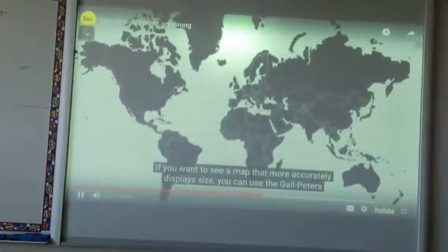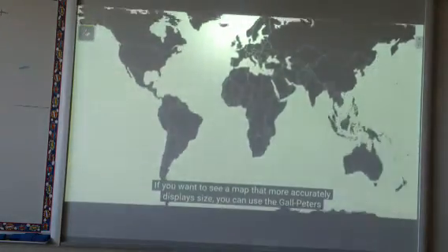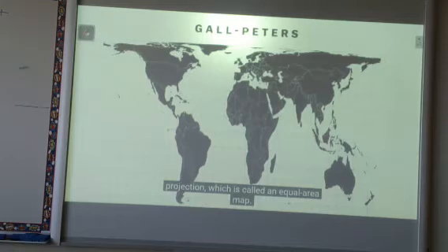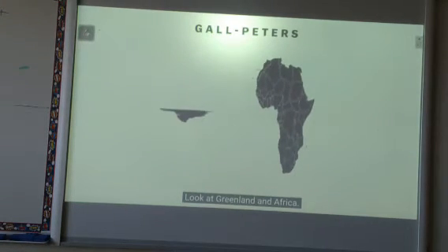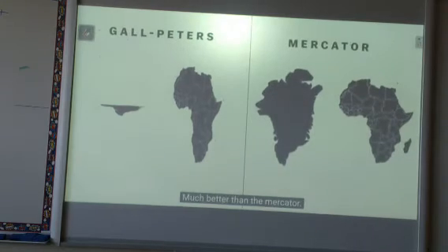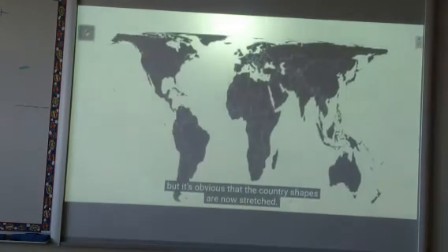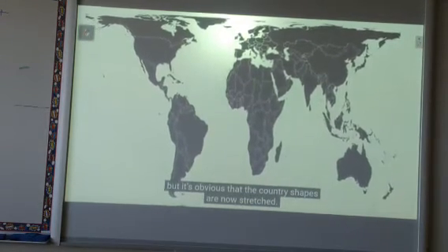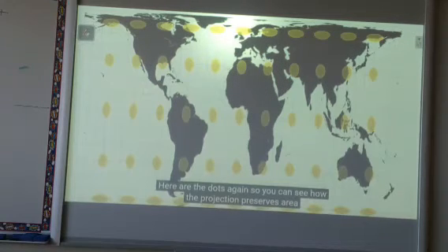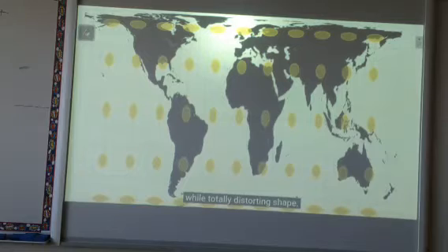For a map that more accurately displays land area, you can use the Gall-Peters projection. This is called an equal area map. Look at Greenland and Africa now. The size comparison is accurate, much better than the Mercator. But it's obvious now that the country shapes are totally distorted. Here are those dots again so that we can see how the projection preserves area while totally distorting shape.